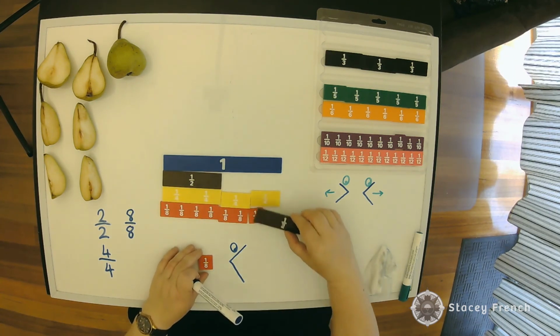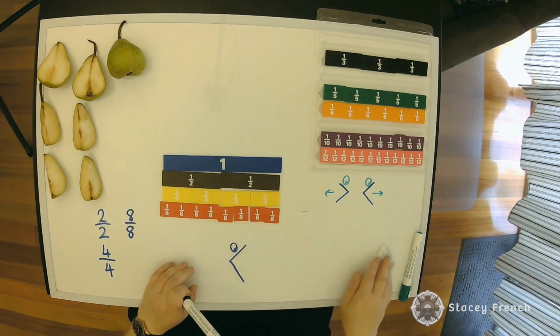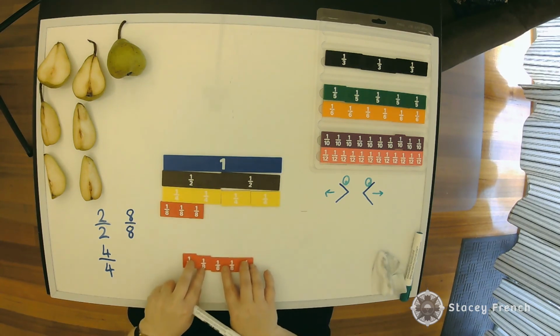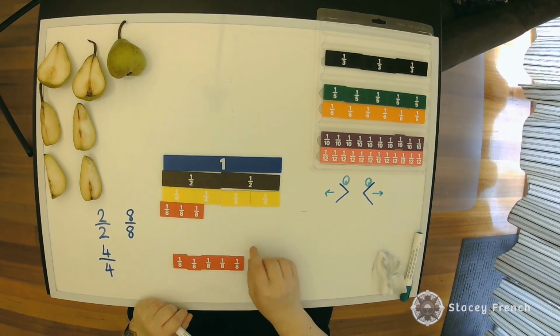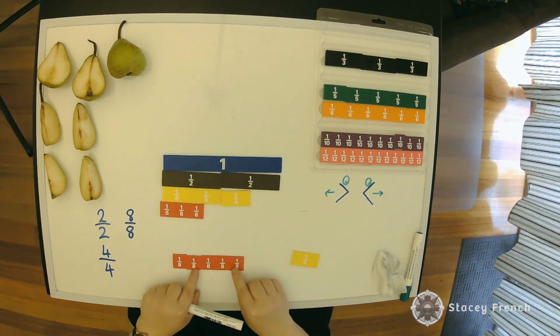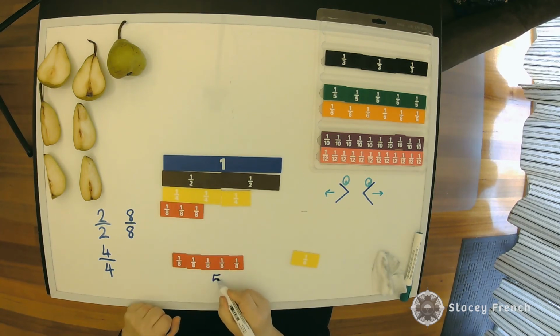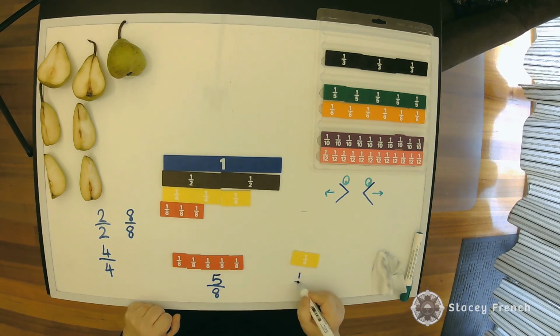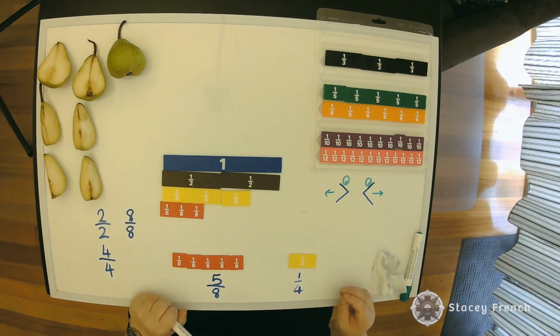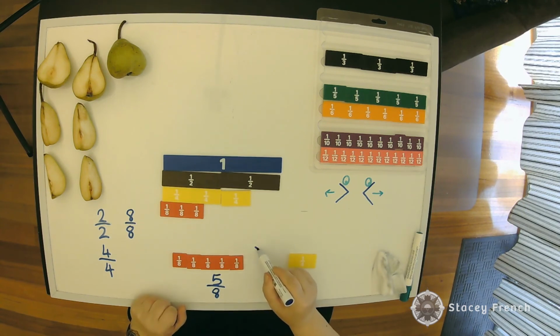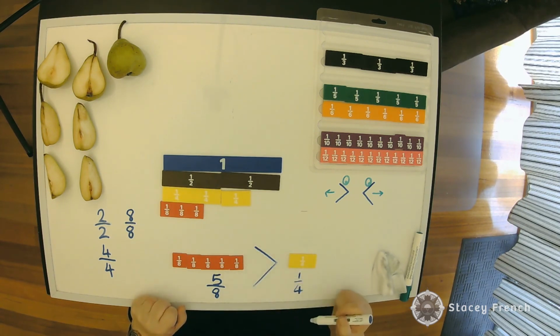What if I had, let's see, clean them away. What if I had 5/8 and 1/4? 1, 2, 3, 4, 5. 5/8, 5 out of 8, and 1/4. Which one would the crocodile prefer to eat? Well, he's a very hungry crocodile, so he's going to eat these ones, and we're going to say 5/8 are bigger than 1/4.